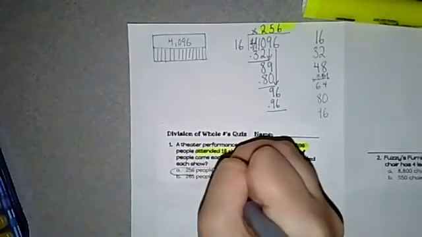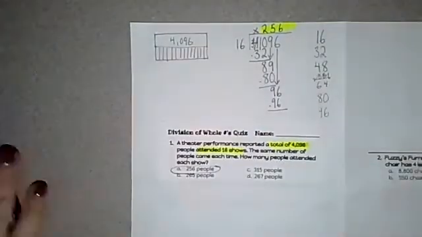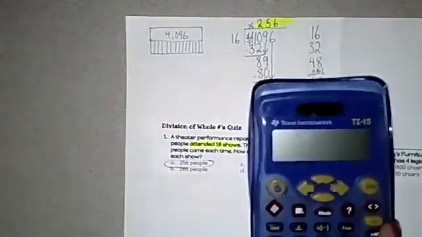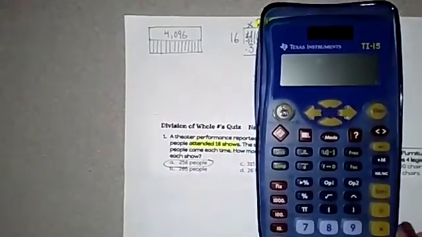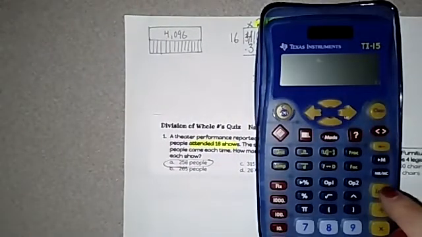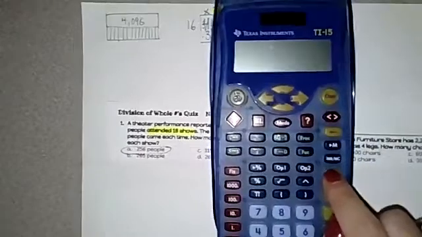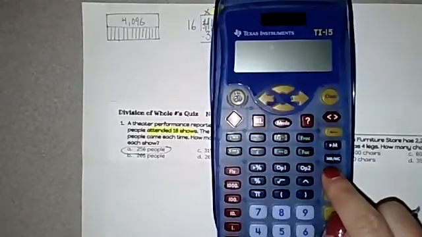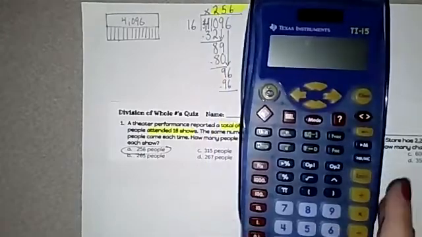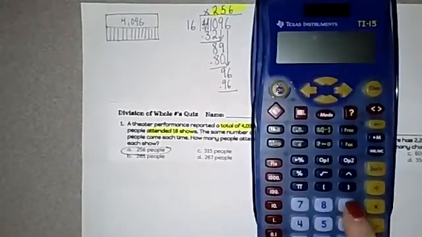Circle that. That's 256. But I want you to use your calculator and check it. I want you to use the INT divide button. Does everybody see this yellow button right up here? This is the button that when you divide with it, it'll give you a remainder if there is one. So when you are dividing, I want you using this button. So watch, I'm going to type in 4,096. Well, first I got to turn it on.